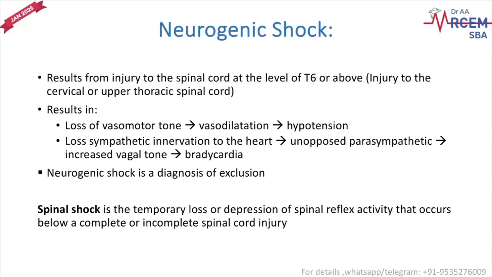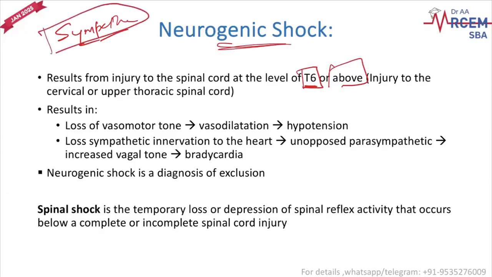Now entering into the last topic for today, neurogenic shock. What is neurogenic shock? Whenever there is an injury to the sympathetic chain, which runs at the level of T6 or above, so the injury should be to the spinal cord at the level of T6 or above, somewhere from the cervical, T1, T2, T3, T4, T5, T6. Below T6, an injury will never cause neurogenic shock. If it is at the level of T7, T8, T9, it will not cause neurogenic shock.